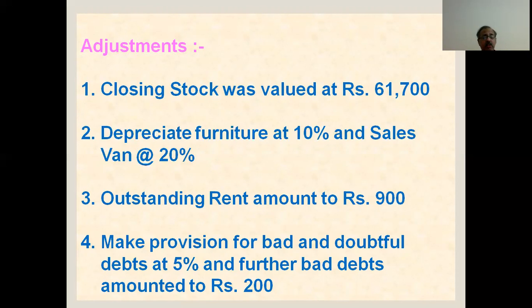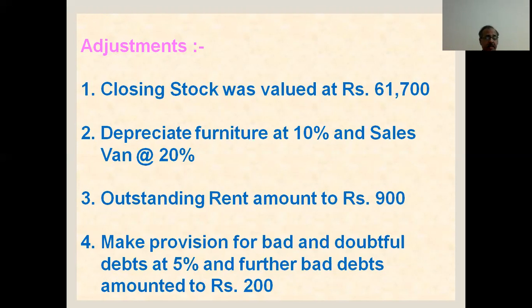And further bad debts amounted to rupees 200. Further bad debts will be shown on the debit side of the P&L account. And further bad debt will be shown on the asset side of the balance sheet by way of deduction from sundry debtors. Provision for doubtful debt has the same treatment: it will be shown on the debit side of the P&L account, and that provision for doubtful debt will be deducted from sundry debtors on the asset side of the balance sheet.